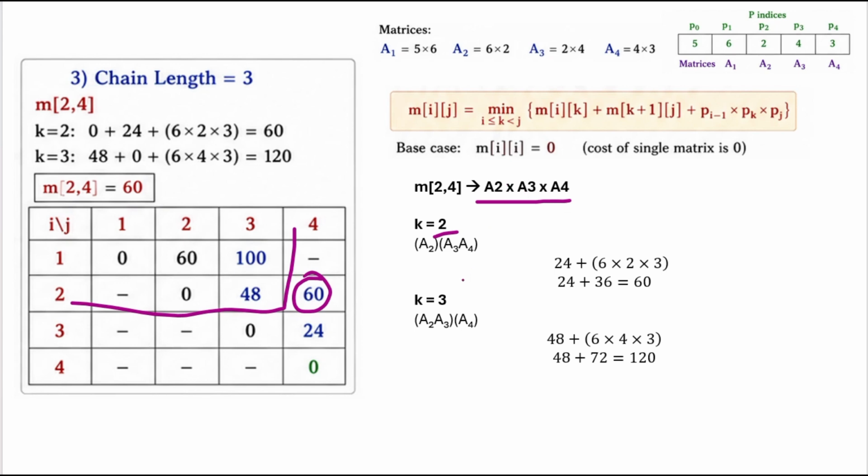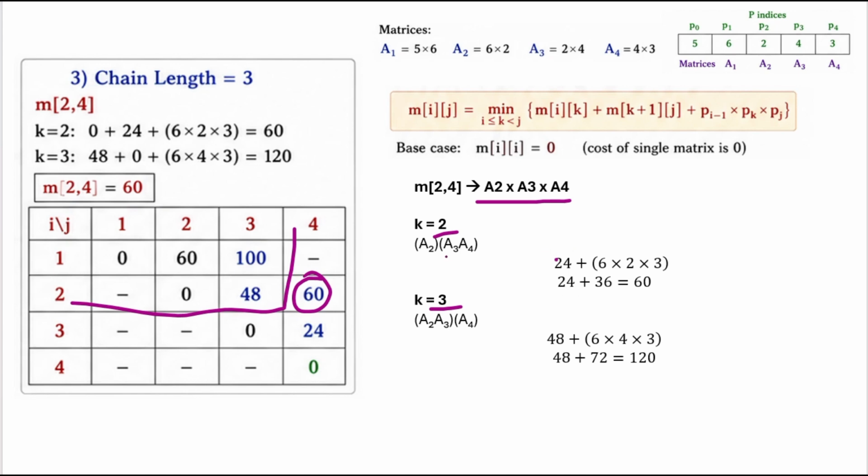Right, one more possibility is to split this matrix at K equal to 3. So split here, and then perform this first, then this resultant matrix is multiplied with A4. Okay, so which one gives the minimum number of multiplications? We fill that value in the table. Okay, likewise the same procedures.